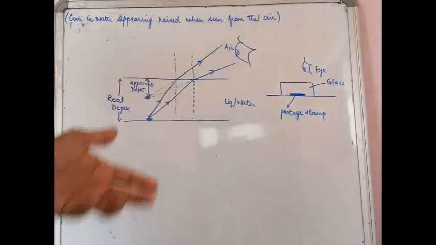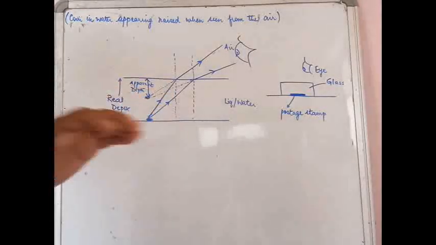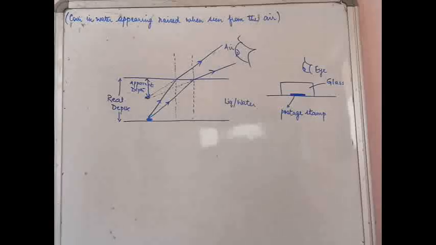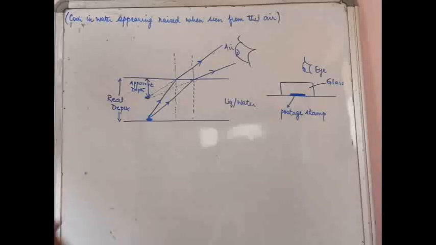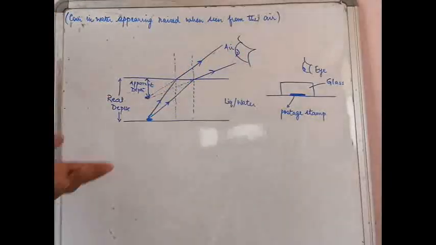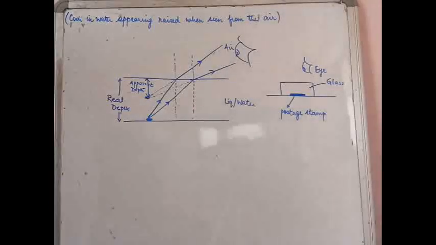Similarly, you must have seen that if you dip a pencil or a ruler into a bucket full of water, the portion which is immersed in the water will appear to be slightly bent. Again, the process responsible for that is refraction of light.